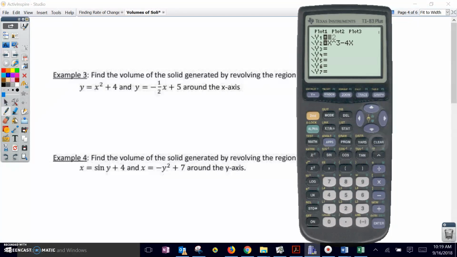Except I better go to my graph screen first. So we've got y equals x squared plus 4. And we've got y equals negative 1/2 x plus 5. And then I'm going to go ahead and look at the graph of this. Make sure I'm in the standard window. So I graph those two curves. And there's what the curves look like.